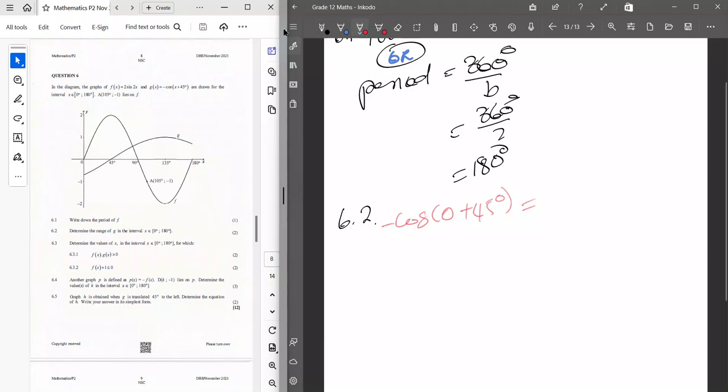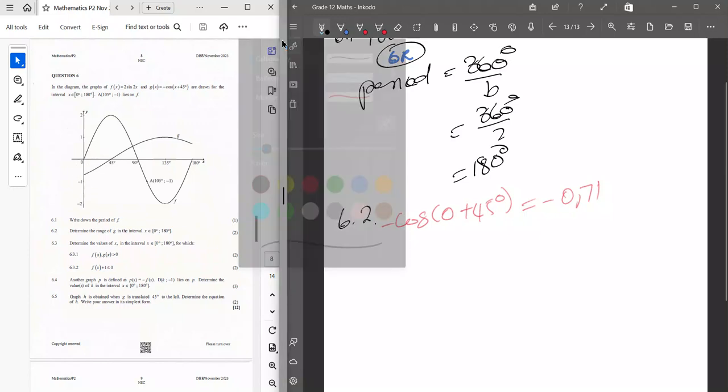I believe it's negative 0.707. Let's confirm: negative cos 45. Yes, it is negative 0.71. So you can write this. Therefore, I will say our range. If you are wondering why I said 0, this is because this is the lowest Y value of our G. It is at x equals 0.